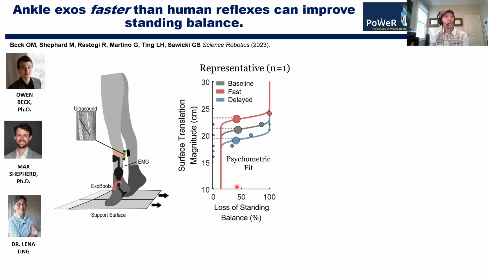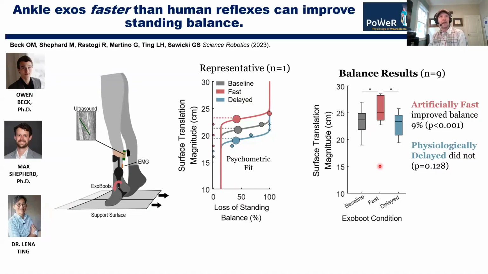But the idea here is you just keep giving them a larger and larger perturbation with random small perturbations interleaved in until they take a step, and you can fit these psychometric curves to their data to figure out where the 50% breakpoint is. And then that becomes your measure. It is a size of perturbation that causes more than 50% steps. And what we found when we did this was that only in the condition where we gave the exoskeleton assistance faster than human were we able to affect the balance, which was pretty cool.